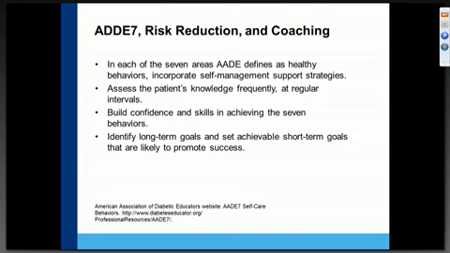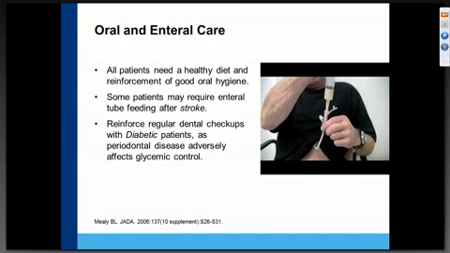This is just more from the ADCES7, risk reduction and coaching. Again, building confidence and skills, looking at short-term goals that are achievable, as I mentioned previously. When we're looking at oral and enteral care, as I mentioned earlier, we don't necessarily capture this in the OASIS, but we really do want to focus on these issues.